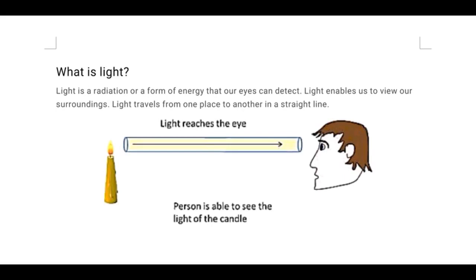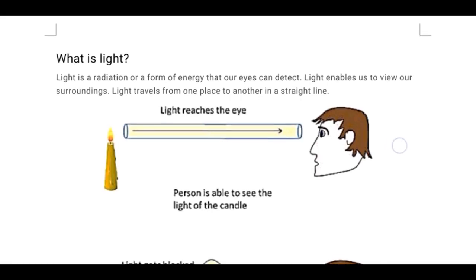First of all, you want to know what light is. Light is a radiation or a form of energy that our eyes can detect, right? And it enables us to view our surroundings. And we know that light always travels in a straight line. We also discussed these things in sixth standard itself. It follows the principle called rectilinear propagation.